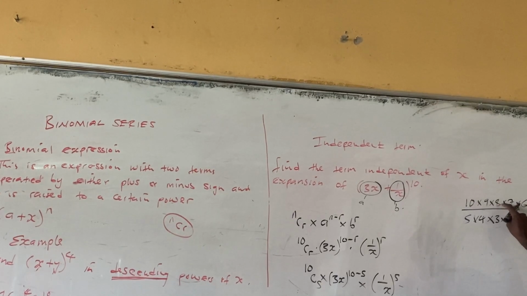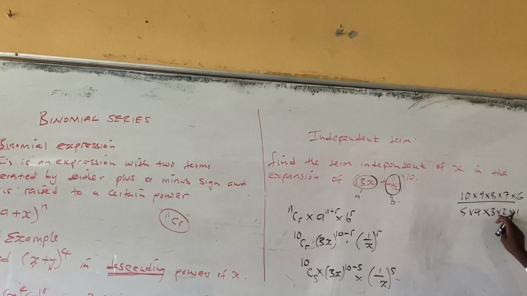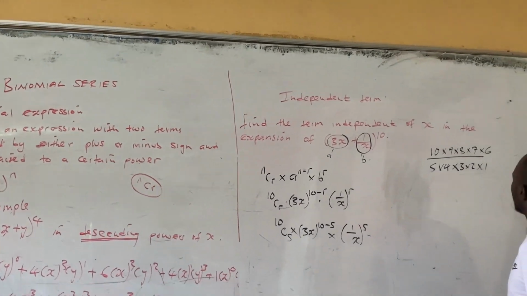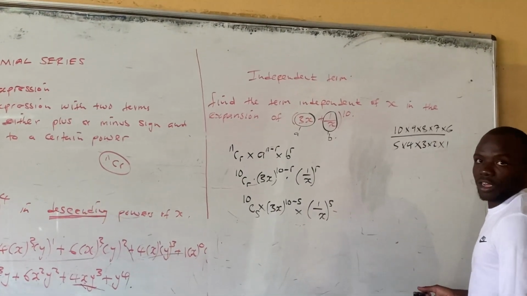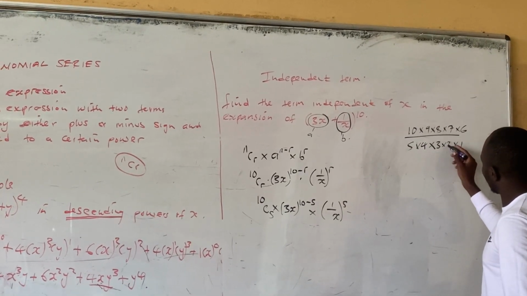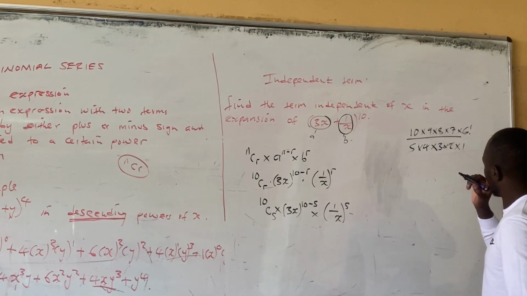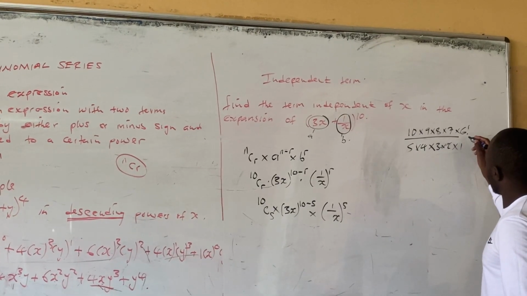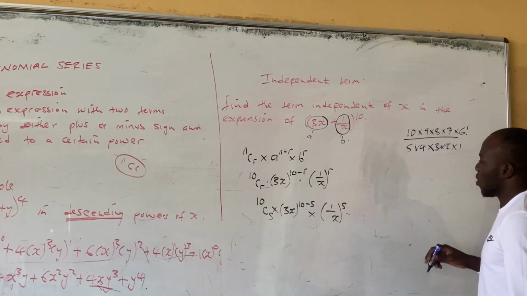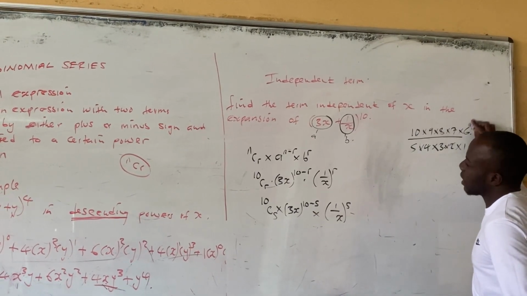So 1, 2, 3, 4, 5. Now we can reduce something here. This is for the factorial. This is 6, and the 5 factorial will go. Or let me just use a calculator, I don't want you to get confused.